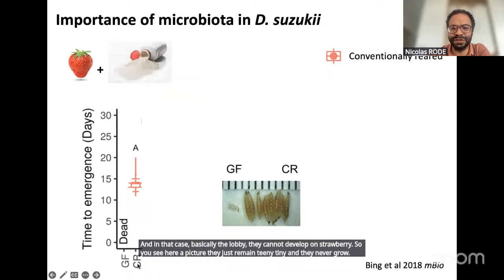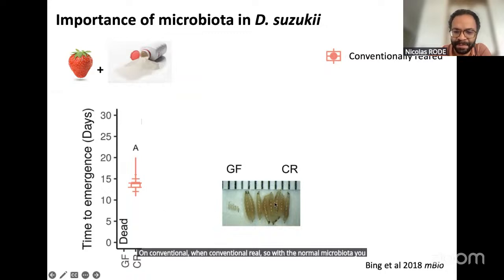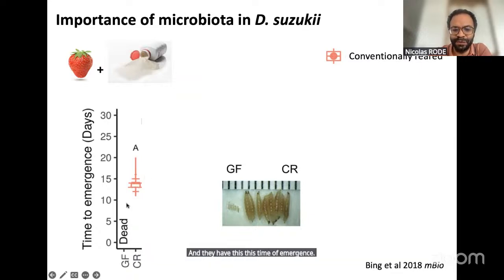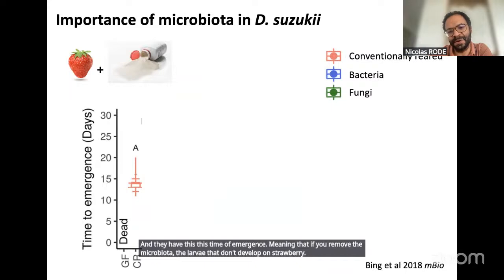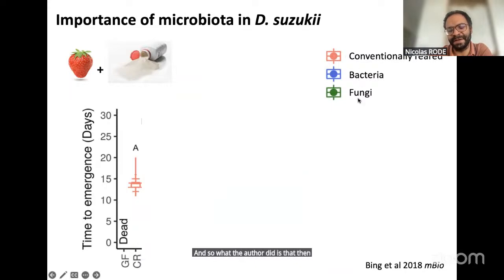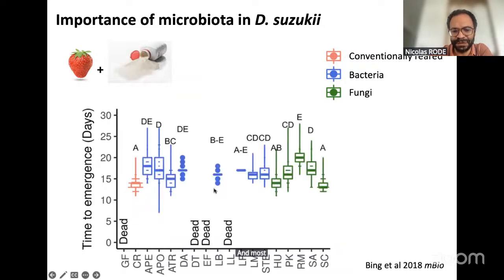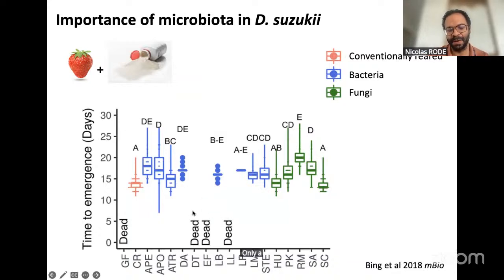When conventionally reared, so with their normal microbiota, you see that they are nice and big and they have this time of emergence. Meaning that if you remove the microbiota, the larvae don't develop on strawberry. And so what the authors did is that they added either bacteria or fungi to these germ-free larvae. Most of the time, they could restore the phenotype, meaning that they would have an emergence rate closer to, or just a bit different from, that of the conventionally reared larvae, with only a few instances in bacteria where there was no development.